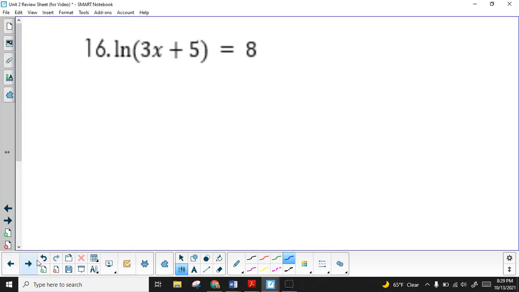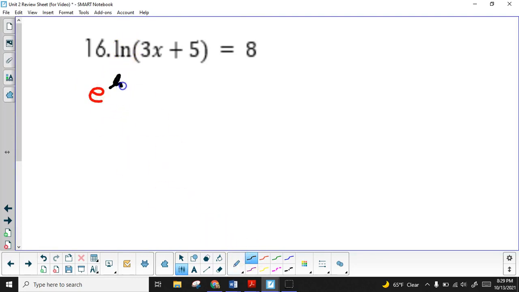Okay, problem 16. The natural log of 3x plus 5 equals 8. So we need to get our x by itself. It's with this 3x plus 5, so we need to get rid of our natural log. And the way that we get rid of our natural log is by the inverse of a natural log, which is e. So we want to do e to get rid of that natural log.